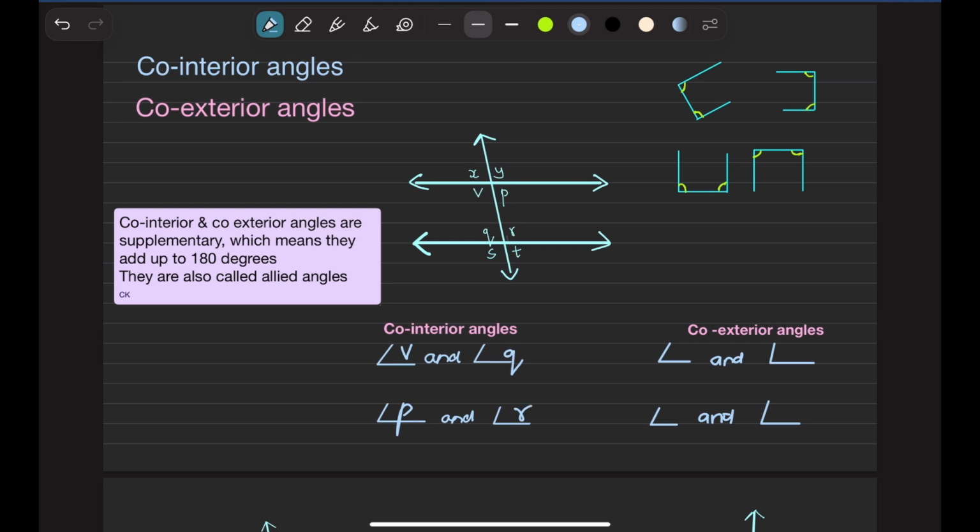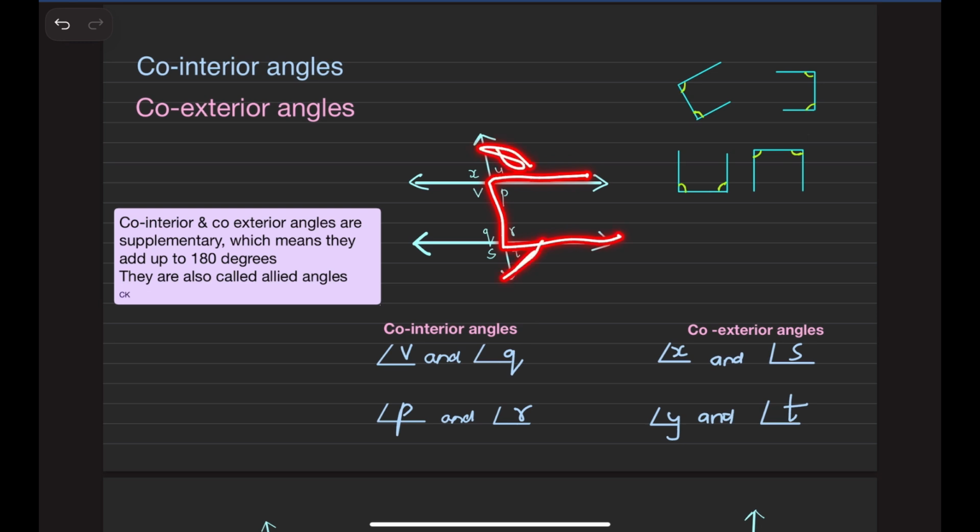Co-exterior angles, and they are supplementary. Mind you, they are not equal, they are supplementary. Co-exterior angles will be X and S, Y and T. Understood exterior? You draw the C, it is outside of C. See, look here, X and S. So these are our co-exterior angles and co-interior angles. They are supplementary.